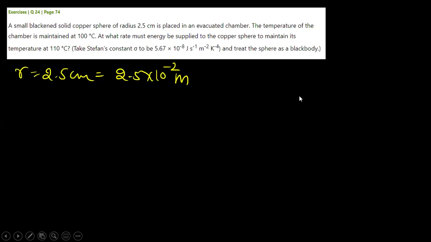This is given to you and is placed in an evacuated chamber. The temperature is maintained at 100 degrees Celsius. So they have been given temperature 100 degrees Celsius converted to Kelvin. So this will be 373 Kelvin.